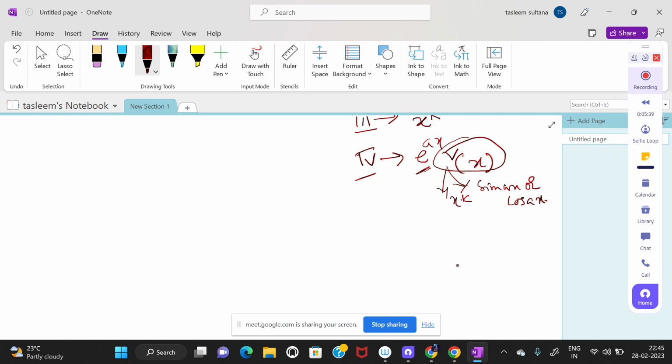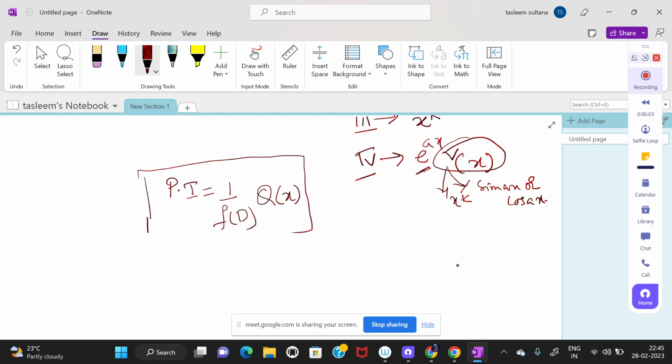Ma'am, I didn't hear anything. I heard the non-homogeneous equation part. Okay, cool down. See, for finding the PI, that formula is equal to 1 by f of D into Q of x. Right? This is the formula for your PI.